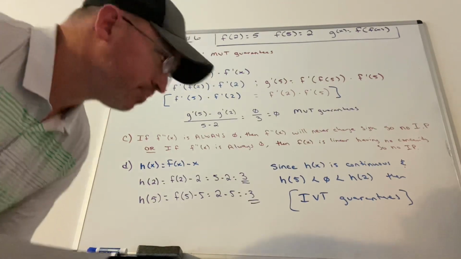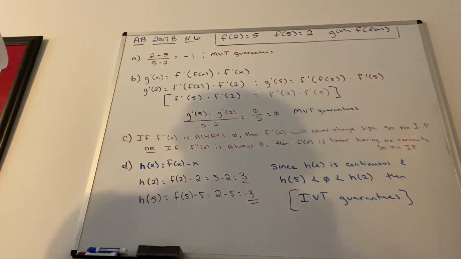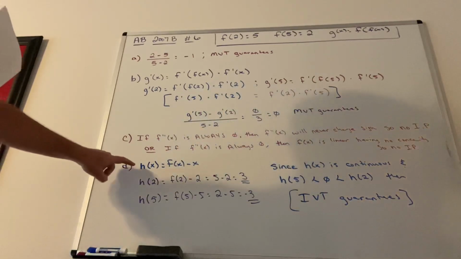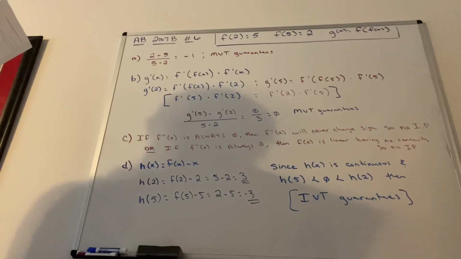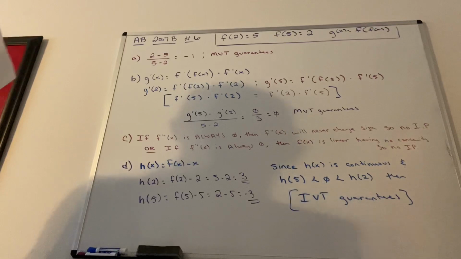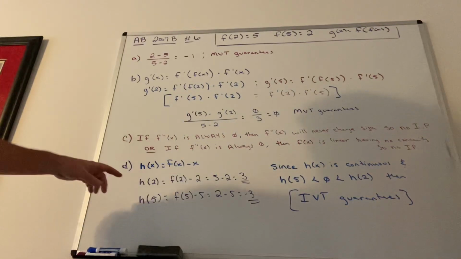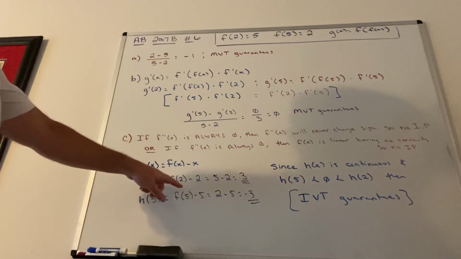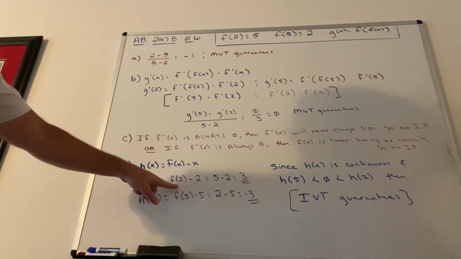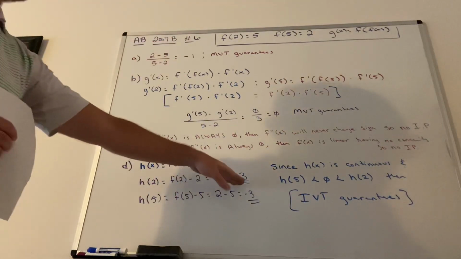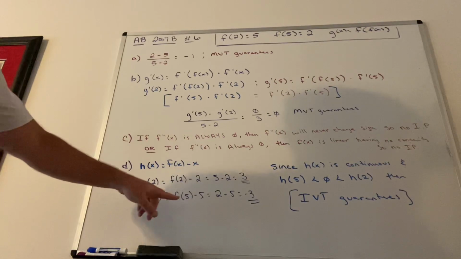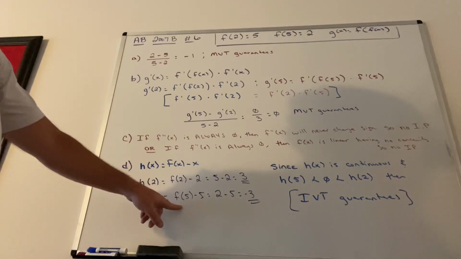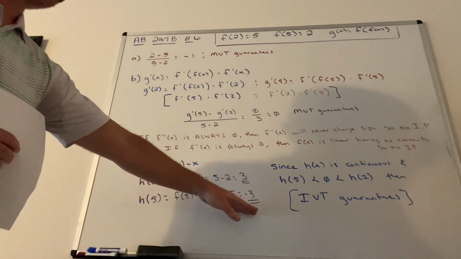And then part D, it says that h of x is equal to this thing in blue. And then it says, explain why there must be a value r between 2 and 5 such that h of r is equal to 0. Okay, so I replaced my x's with 2's. I know that f of 2 is equal to 5 from up there, so that's equal to 3. And then h of 5, again, just replace your x's with 5's. I know that f of 5 is 2 from the top, so that gives me -3.